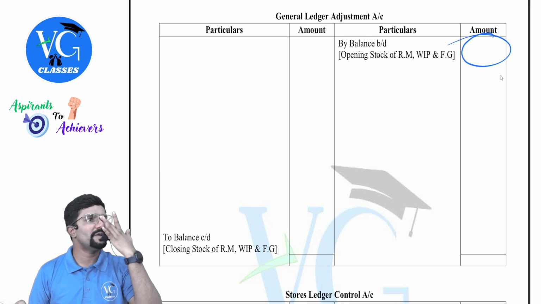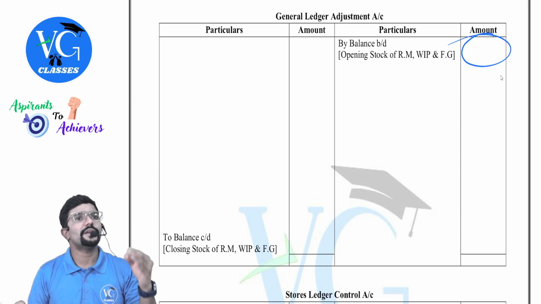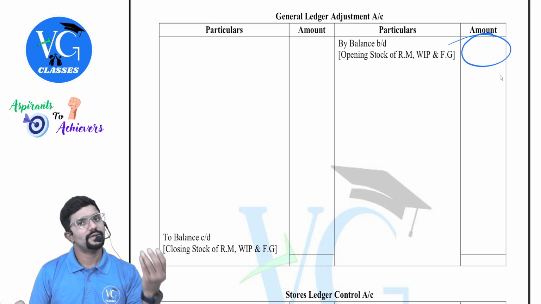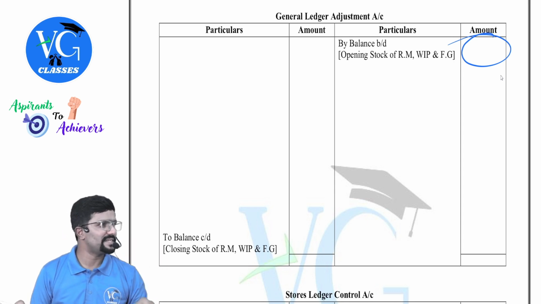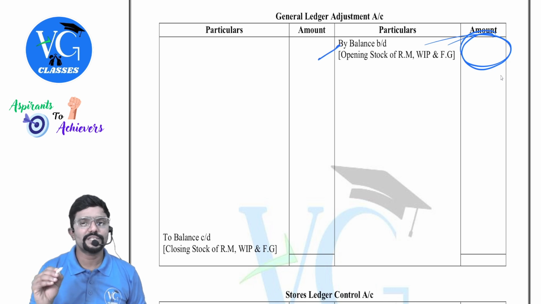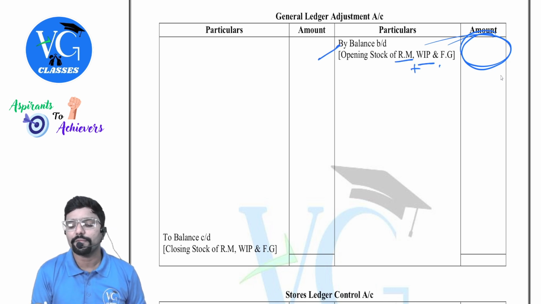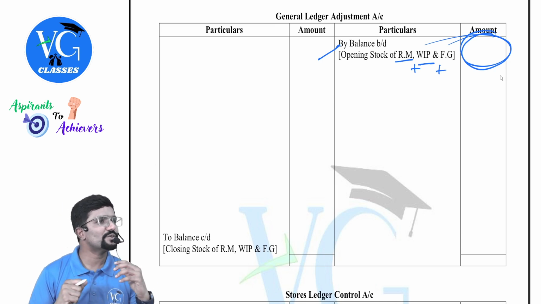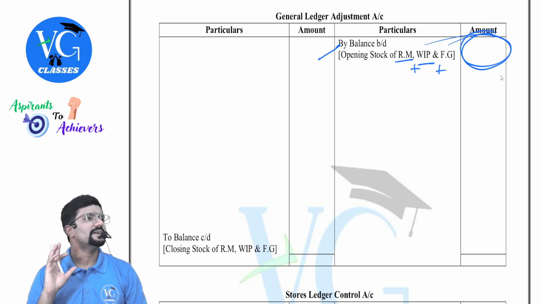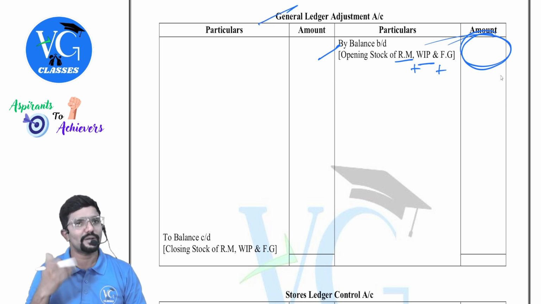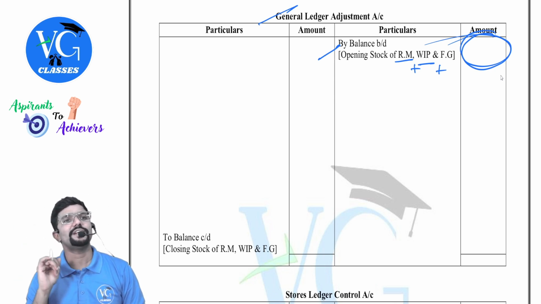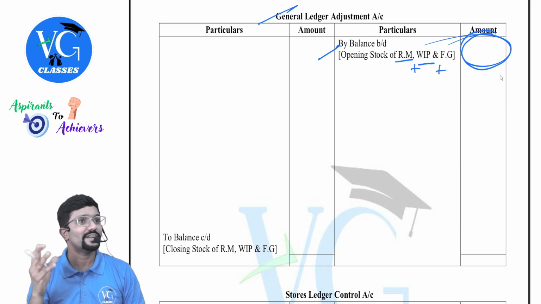In the respective accounts, how do we take it? To balance brought down, on the debit side. Yes, sir. We will take it as opening balance, to balance brought down, debit side. But all those things put together, you now show on the credit side: opening stock of raw material plus WIP plus finished goods. Sir, there you show it on the debit side, here you show it on the credit side just to complete the double entry system. The main purpose of this account is to complete the double entry system, because for every debit there should be a credit, and for every credit there should be a debit.